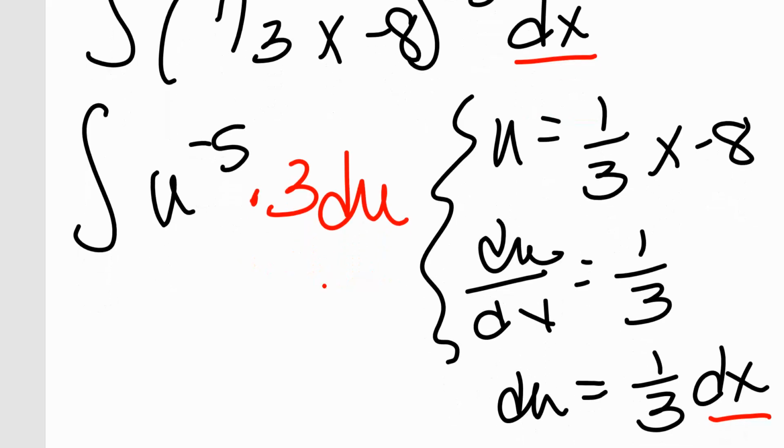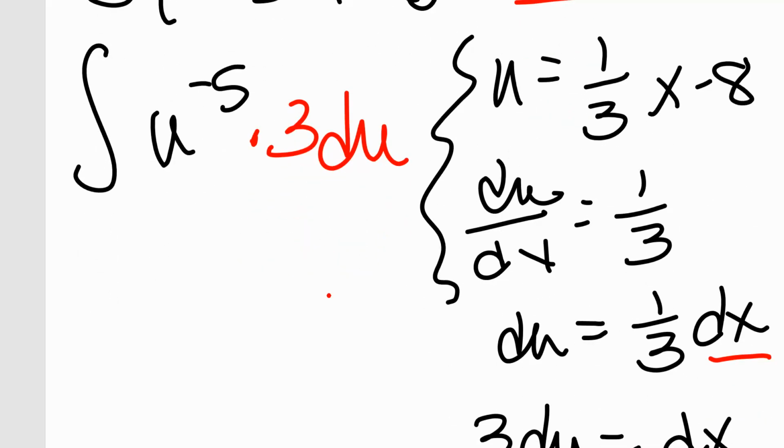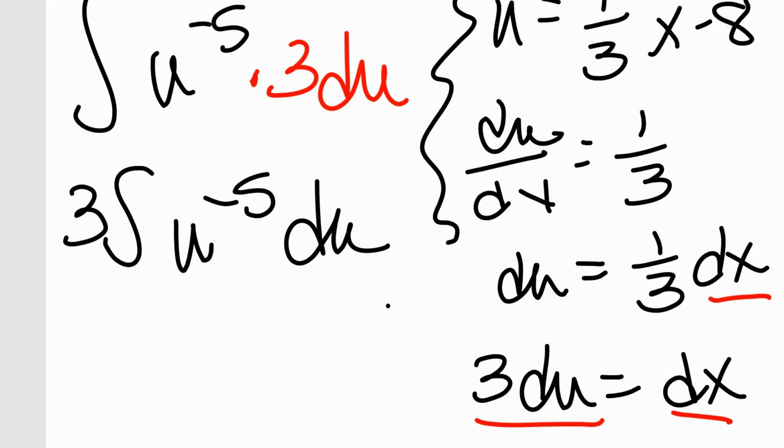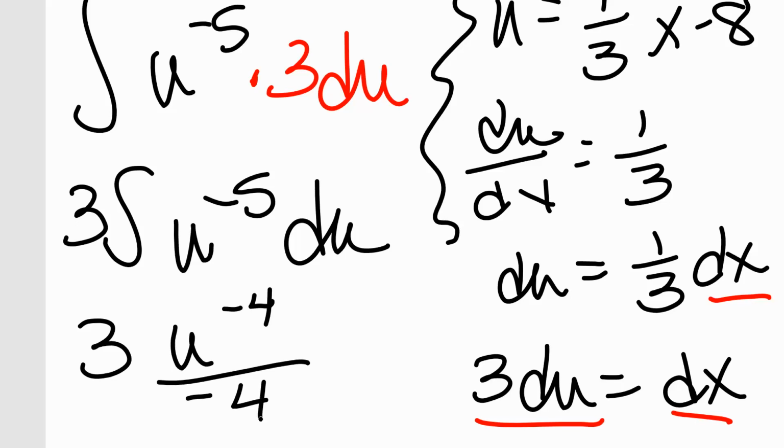All right, let's make it a little bit nicer. Remember, our constants we can pull out front. So I have 3 times the integral of u to the negative 5th du. And now I can integrate that fairly quickly. So I get 3, our constants stay out front. Integrate, add 1 to the exponent, so it becomes u to the negative 4 over negative 4, plus c.